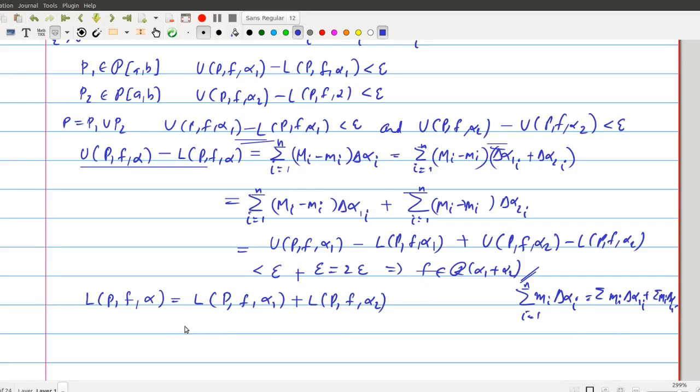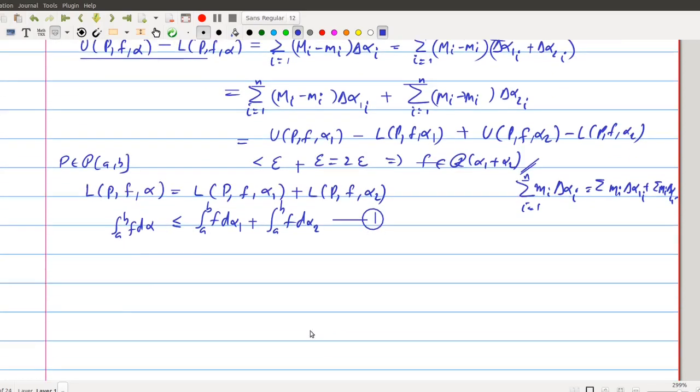Now if you replace this by its corresponding supremum, this will be less than or equal to the integral A to B of f d alpha 1 plus the integral A to B of f d alpha 2. Now we have L(P, f, alpha) less than or equal to this, and this is true for an arbitrary partition P belonging to P of [a, b]. Now taking the supremum on both sides, you get the integral A to B of f d alpha less than or equal to this. We put it as equation number 1.